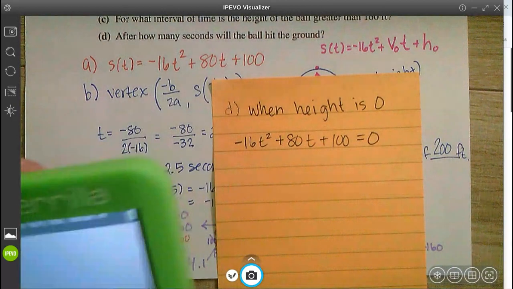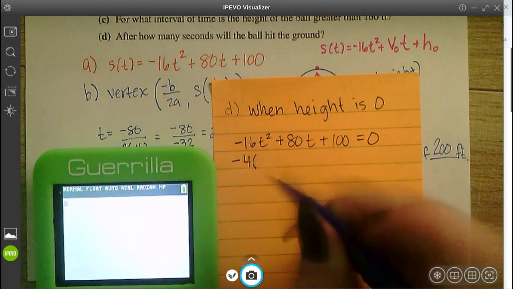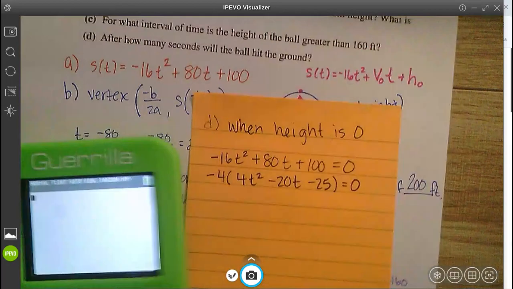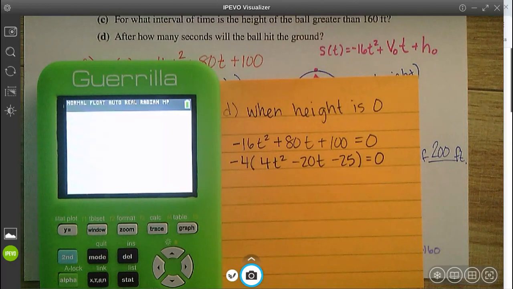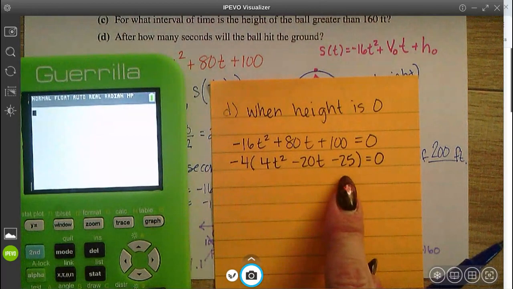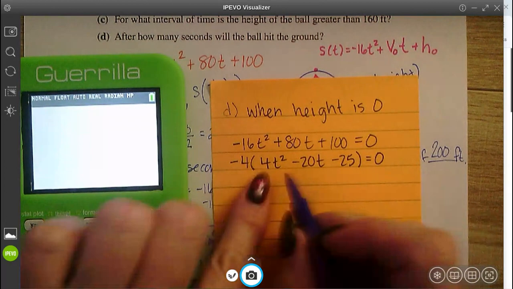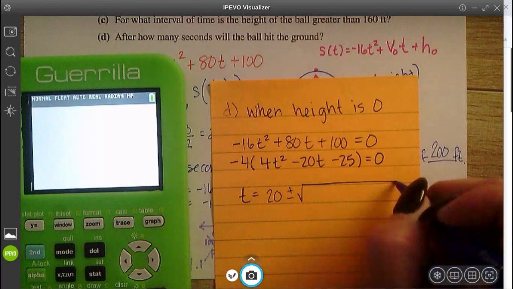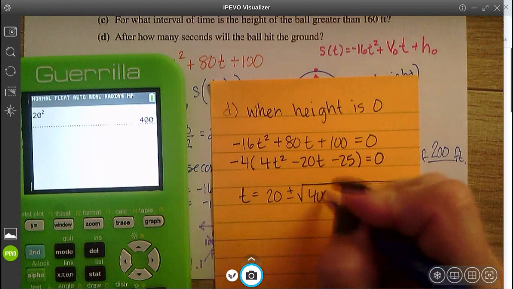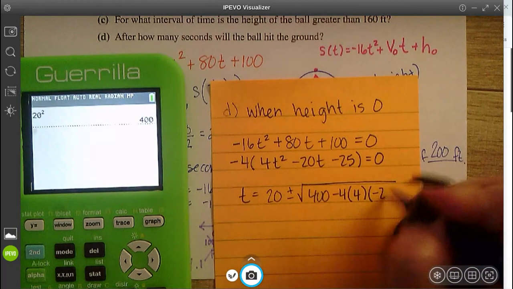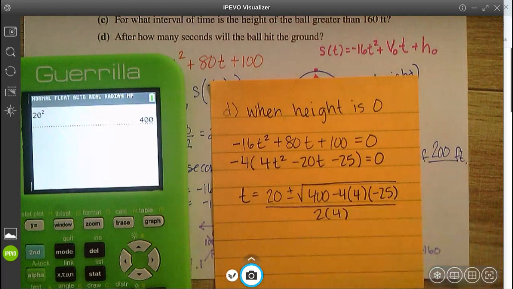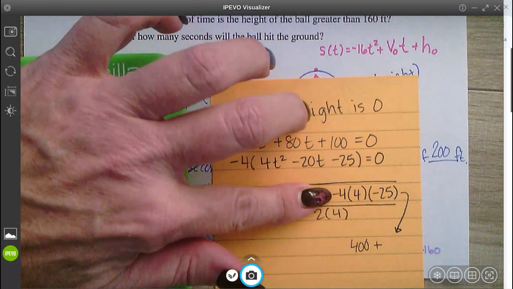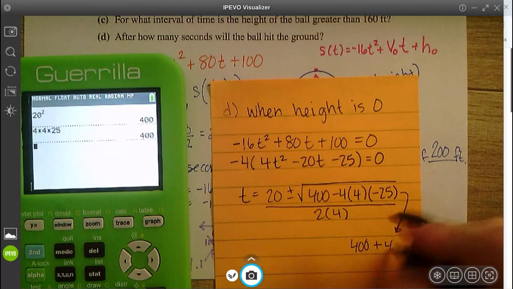Now, usually there is a GCF you can take out to make this easier. I'm going to take out -4, so that's going to give me 4t squared minus 20t minus 25 equals 0. And then I could use either the quadratic formula or completing the square or factoring to figure out the values of t. Let's do quadratic formula. So I'll do opposite of b, so 20, plus or minus square root of b squared, 20 squared is 400, minus 4 times a, which was 4, times c, which was -25, over 2 times a, which was 4. So this is going to be 400, and then it becomes plus 4 times 4 times 25 is 400. So 800.